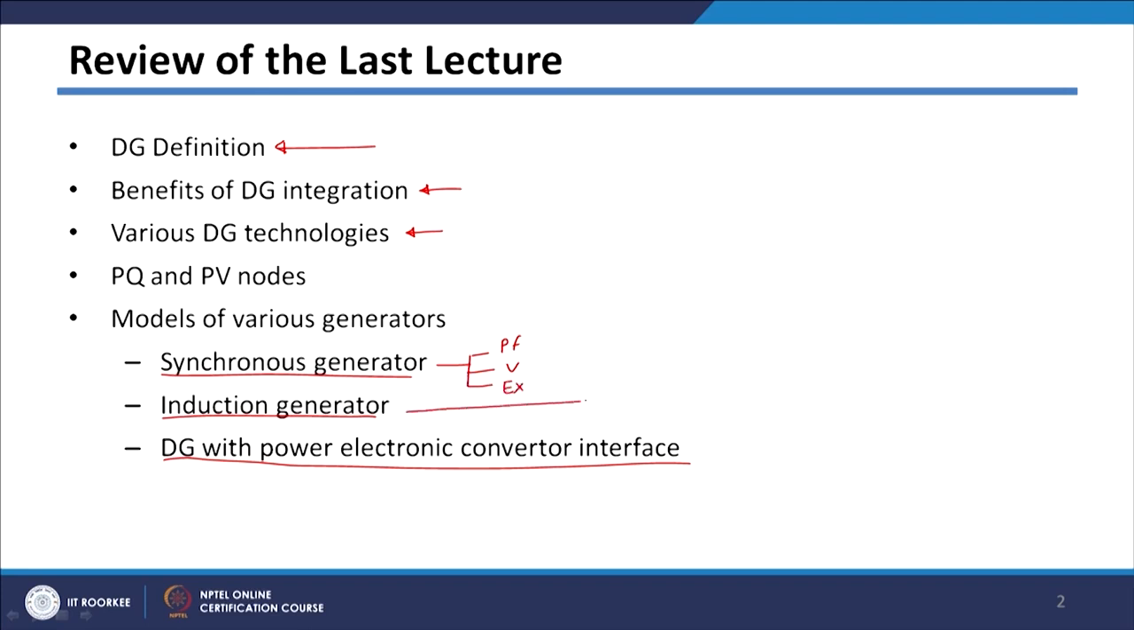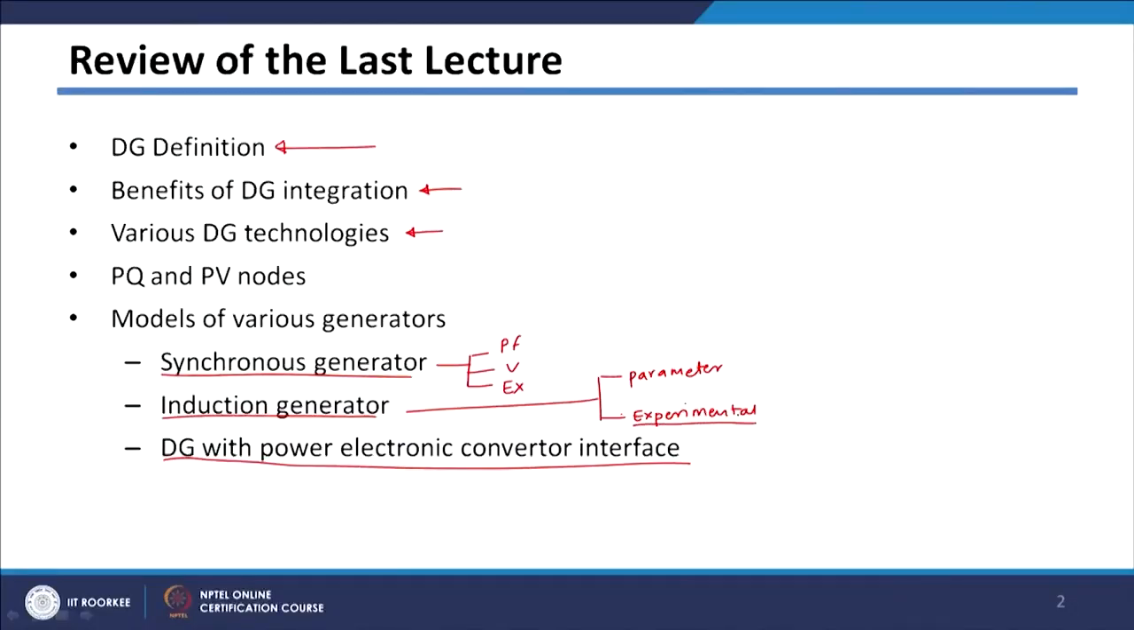Then for the induction generator type, we have seen two types of DG modeling. One is based on parameters of the generator, and another is based on experimental data obtained from various experiments on distributed generation. That is basically the reactive power generated by the generator with respect to its real power. That experimental data is used to model the induction generator.